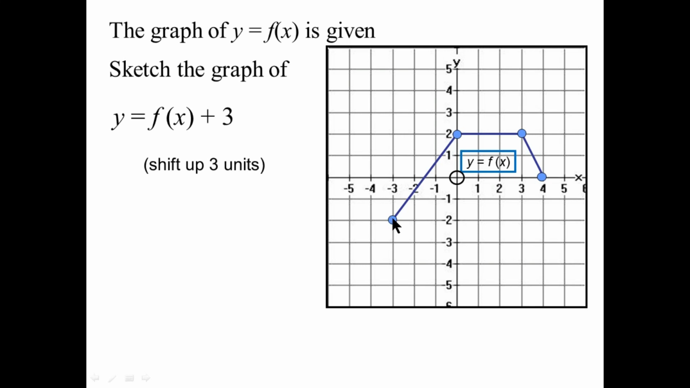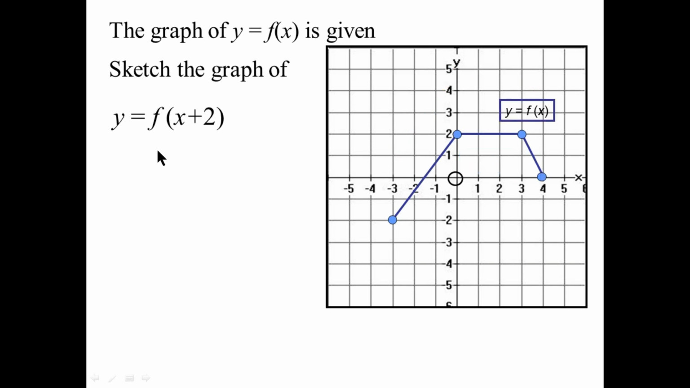So we'll take this point and shift it up 3. And it's real simple. We'll take this point, shift it up 3. Take this point, shift it up 3. Take this point, shift it up 3. Connect the dots and label your graph, y equals f of x plus 3. An upshift.